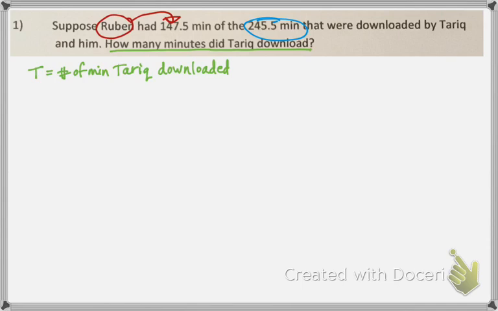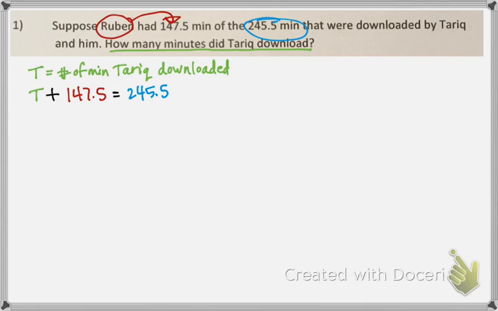So that sounds like a total. So what it looks like is that Tarek's number of minutes plus Ruben's number of minutes is equal to the total, which was the 245.5 minutes. Now notice when I write my equation, I do not use labels, okay? I don't use labels.